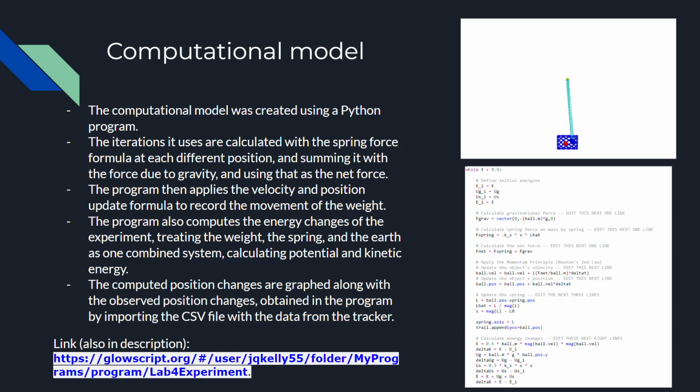Computational model. The computational model was created using a Python program. The iterations it uses are calculated with a spring force formula at each different position, summing it with the force due to gravity, and using that as the net force. The program then applies the velocity and position update formula to record the movement of the weight. The program also computes the energy changes of the experiment, treating the weight, the spring, and the Earth as one combined system, calculating the potential and kinetic energy. The computed position changes are graphed along with the observed position changes obtained in the program by importing the CSV file with the data from the tracker.